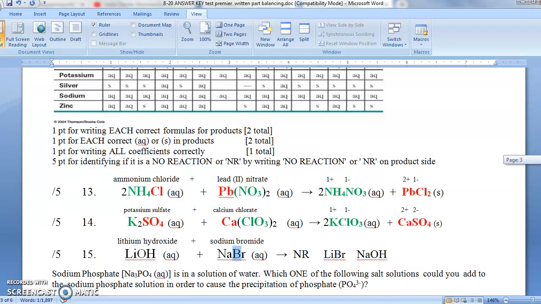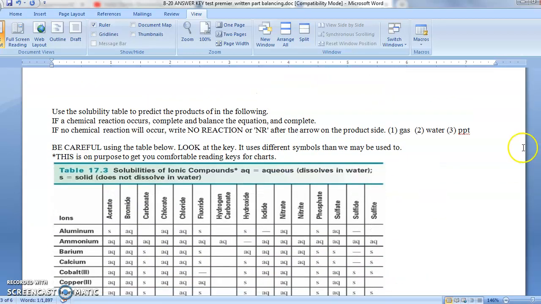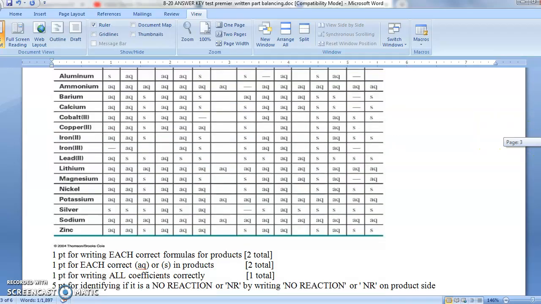In order for a double displacement reaction to happen, one of 3 things must happen. We must form a gas. That's not happening in here. We must form water. That's not happening in here. Water forms when it's an acid-base neutralization reaction, which is a special category of double displacement. So will the third thing happen? Will a solid form, a precipitate from solution?